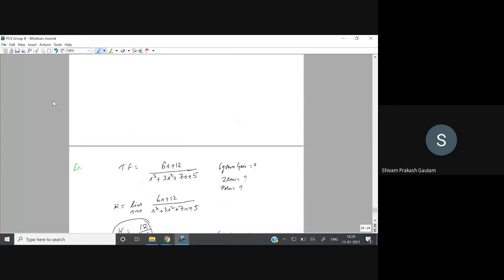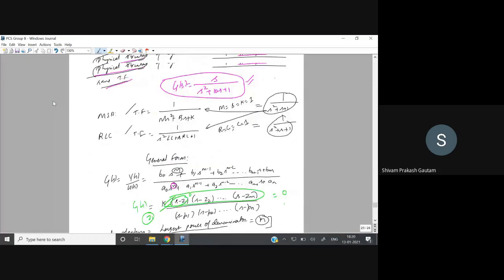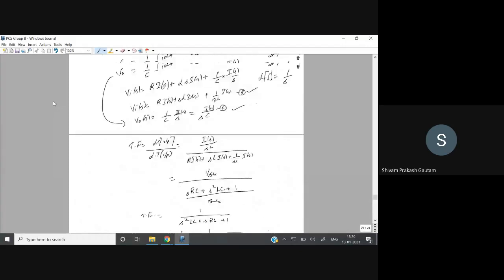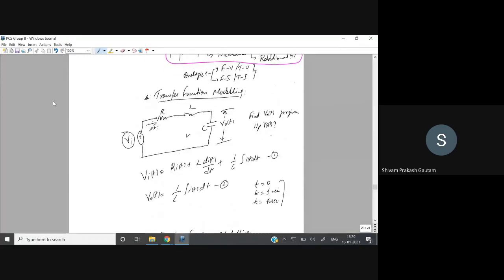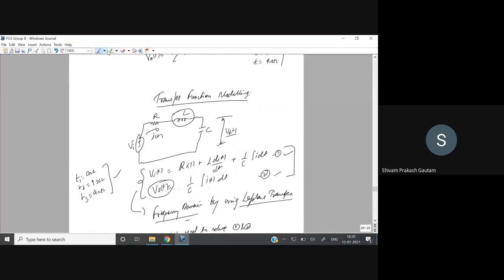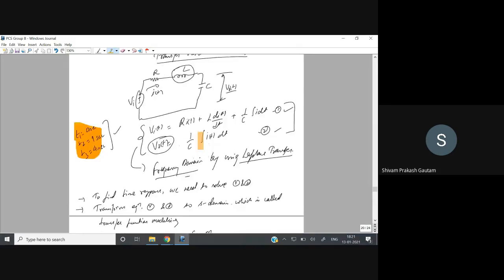What we have seen in today's class, I will just repeat. We started with transfer function modeling, and first I told you why we need a transfer function. Suppose you want to calculate how the voltage across this capacitor varies at different time instances. You can do that by solving the differential equation, but it will be tougher and more complex. For that, we convert these two equations into the frequency domain by using the Laplace transform.